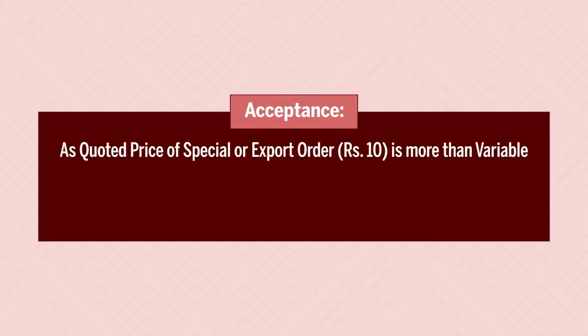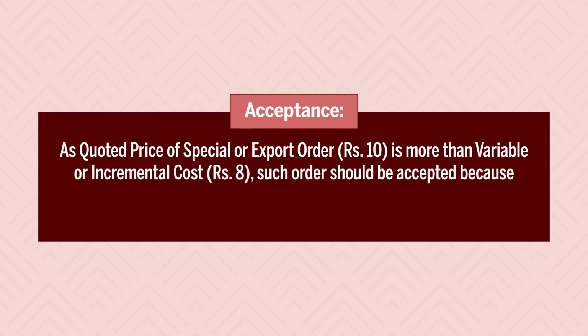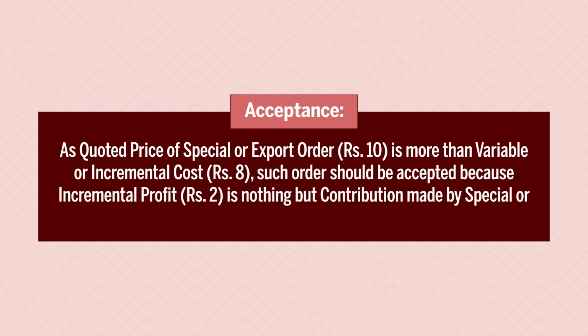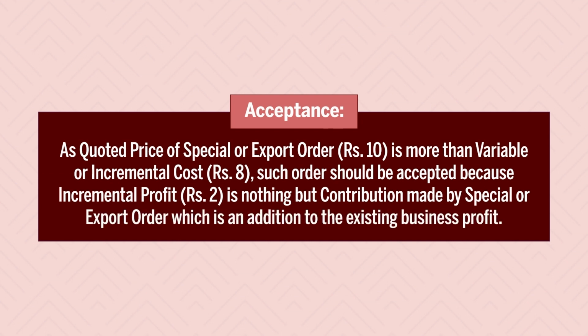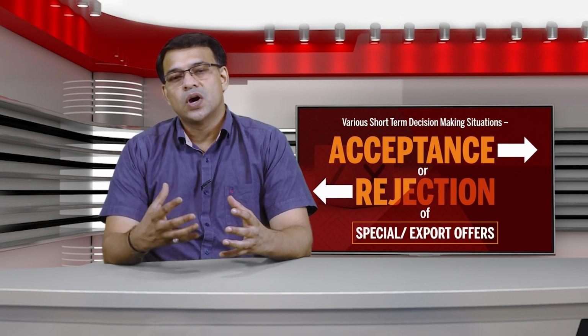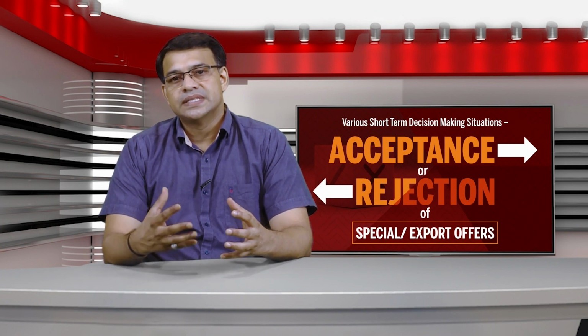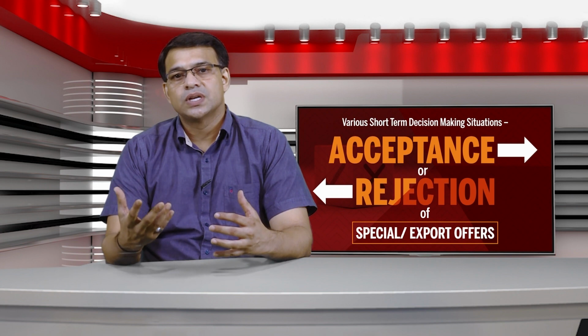As the quoted price of the special or export order is rupees 10, which is more than the variable or incremental cost of rupees 8, such an order should be accepted, because the incremental profit of rupees 2 is nothing but the contribution made by this special or export order, which is in addition to the existing business profit. Friends, this was the discussion on whether to accept or reject such a special order.